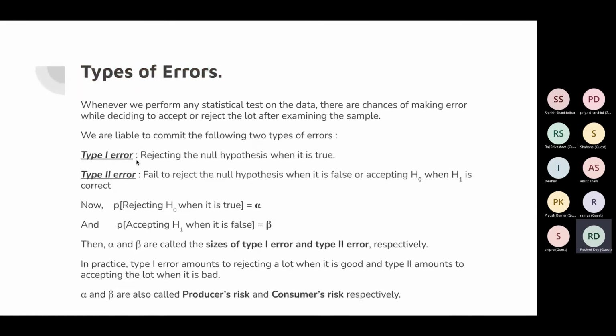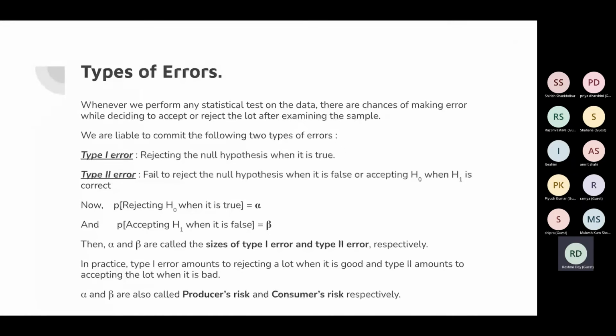Let me tell you about type 1 and type 2 errors first. While we perform any statistical test on data, there are chances of making an error while deciding to accept or reject the lot after examining the sample, like the chance of rejecting our null hypothesis when it is actually true. As I was saying, there are two types of error, type 1 error and type 2 error. Type 1 error is rejecting the null hypothesis when it is true, and type 2 error is failing to reject the null hypothesis when it is false, or accepting H0 when our alternative hypothesis is correct.